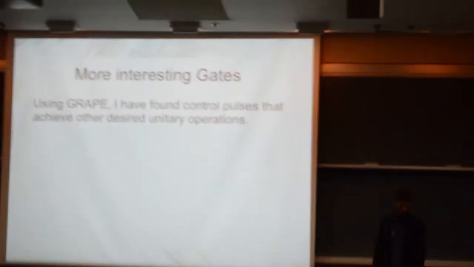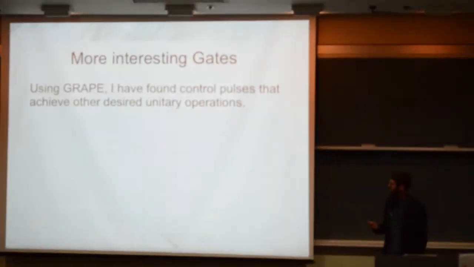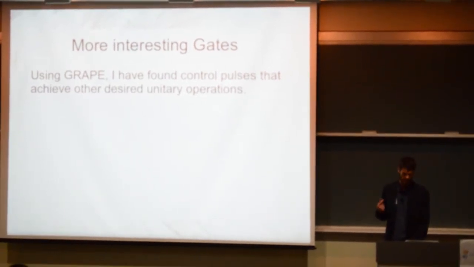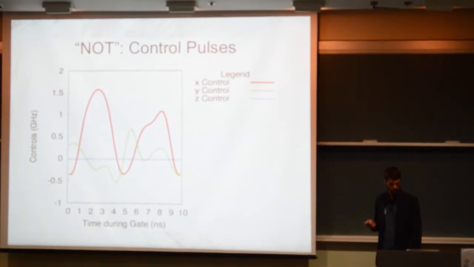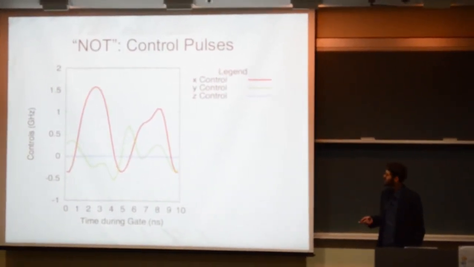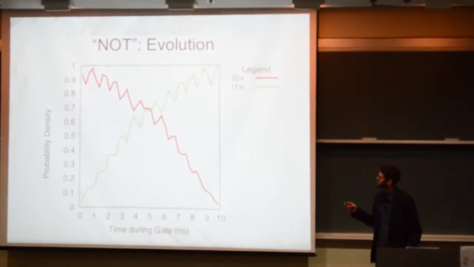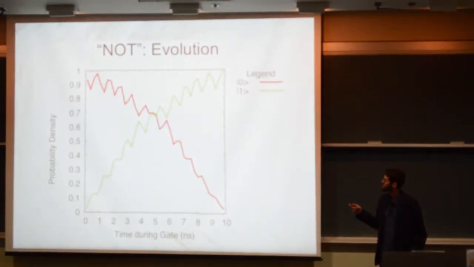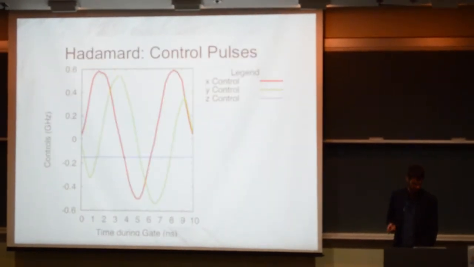which is what we want. And I've also found control pulses that actually change the state of the qubit, such as the NOT gate and Hadamard gate I talked about earlier. And so here's the control pulse for a NOT gate. And this is the evolution it causes. It starts off completely in the 0 state, ends up completely in the 1 state, which is the desired behavior.